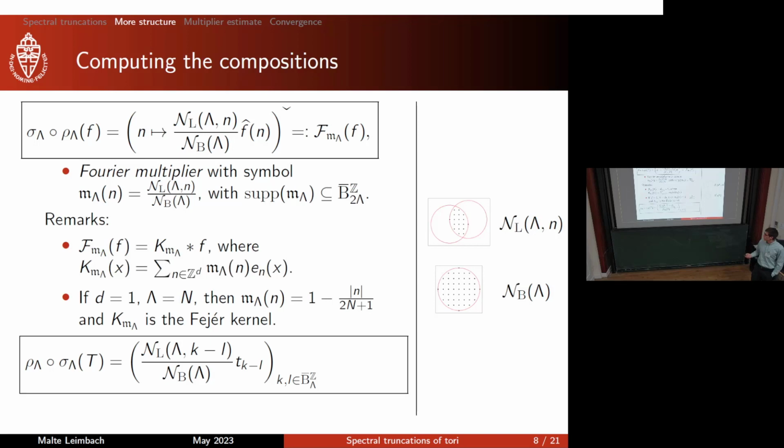Let's compute the other composition. What you find is that you have these multi-index duplet matrices, and again, you have to multiply each entry of them by this number. So this is some kind of a Schur multiplication, and it's actually a Schur multiplier with the same symbol. So that's nice. We have these two compositions. One is a Fourier multiplier, one a Schur multiplier, both with the same symbol.